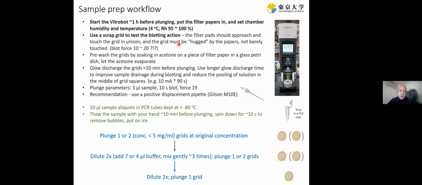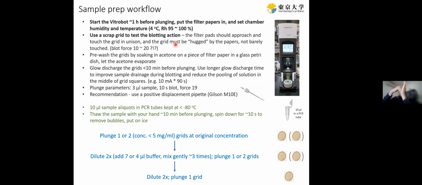Also use a scrap grid, put it on the tweezers and do a dry run of the Vitrobot, so to say, and carefully observe, with a long blotting time, say 10 seconds or so, if the papers are touching the grid uniformly on both sides in sync, so not one touching before the other. If they're not properly centered, there is a way to center them. There is a special tool, ask your service engineer.